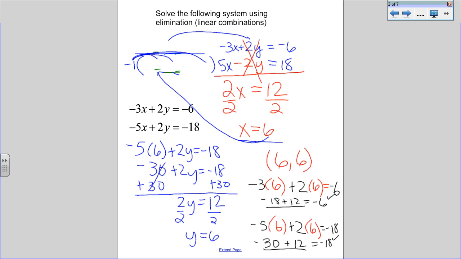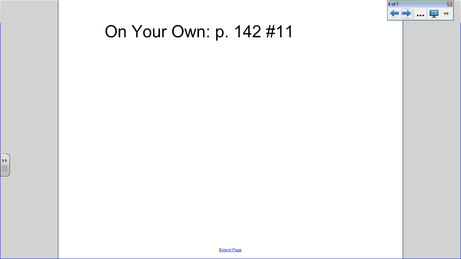So you can either pause the video, or you can move on to the next example. But I'd like you to take the handout. So this is the handout you got in class. And on that page 142 handout, do number 11. Do this on a separate sheet, because this is part of your homework assignment.